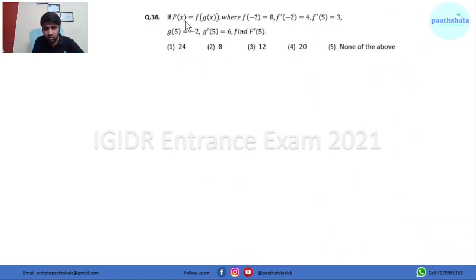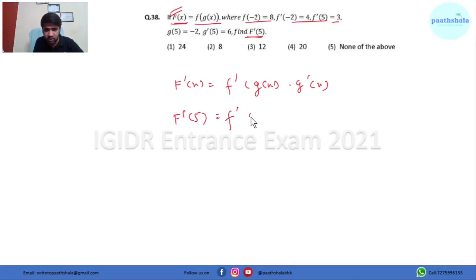This is a good question. Here it is saying that if function capital F(x) equals f of g(x), where these values are given, we have to find the value of F dash 5. In order to find F dash, we have to first differentiate this given function. So this comes out to be small f dash g(x) times g dash x. Okay, so F dash 5 will come out to be f dash g(5), and here into g dash 5.